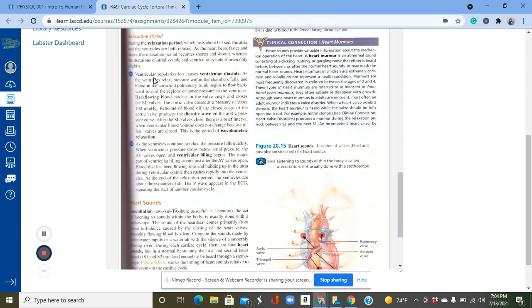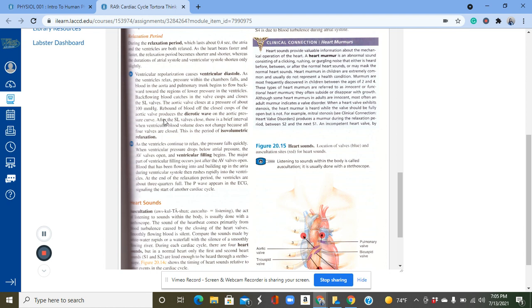Okay, so I believe this is number 8. Ventricular repolarization causes ventricular diastole. As the ventricles relax, pressure within the chamber falls, and blood in the aorta and pulmonary trunk begins to flow back toward the regions of lower pressure in the ventricles. Backflowing blood catches in the valve cusps and closes the SL valves. The aortic valve closes at a pressure of about 100 millimeters of mercury.